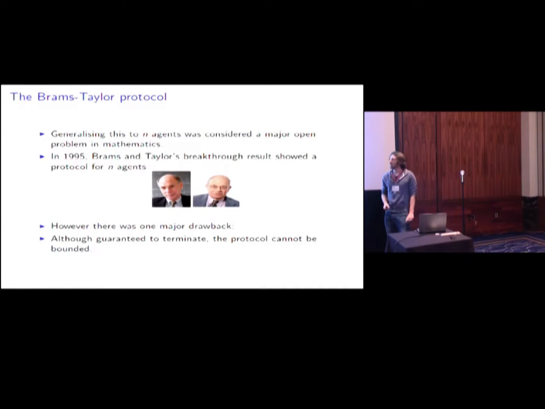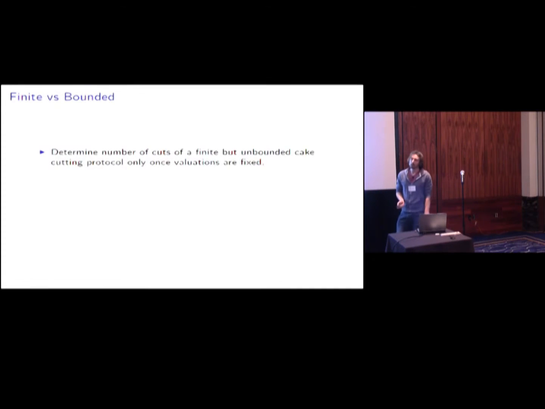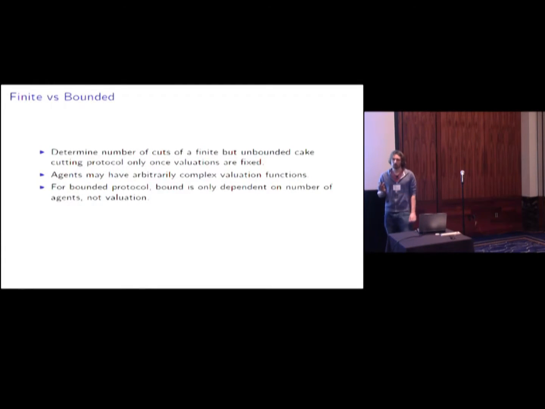So I'm going to specifically say what I mean by finite versus bounded in this setting. With Brams and Taylor's protocol, you can determine the number of cuts that your protocol requires once you've fixed the valuation functions. The valuation functions encode the agents' value of each part of a cake. However, those valuation functions may be arbitrarily complex. For a bounded protocol, we don't actually care about those valuation functions. All we care about is the number of agents. Once we have the number of agents, we can give a bound on the number of cuts which are required, independent of how complicated the valuation functions are.